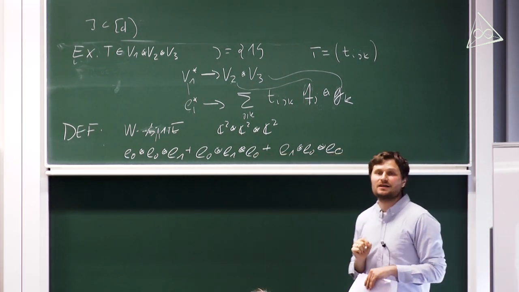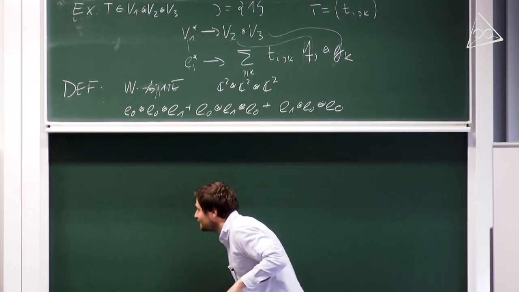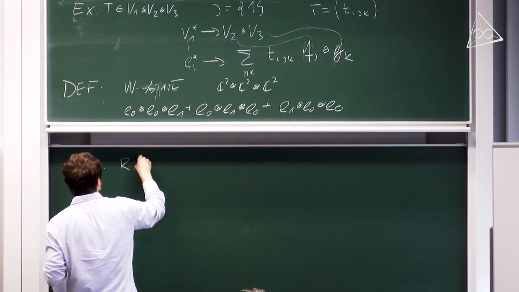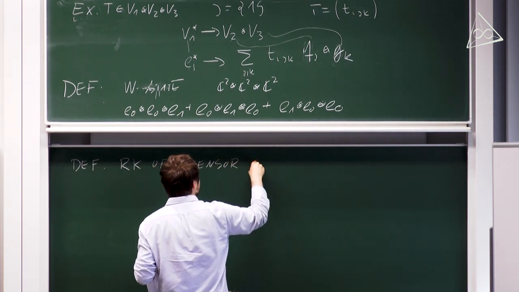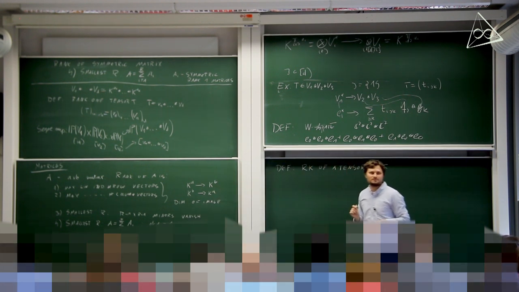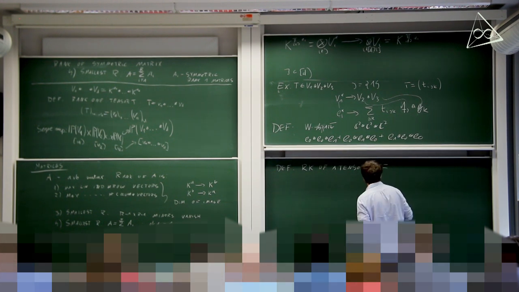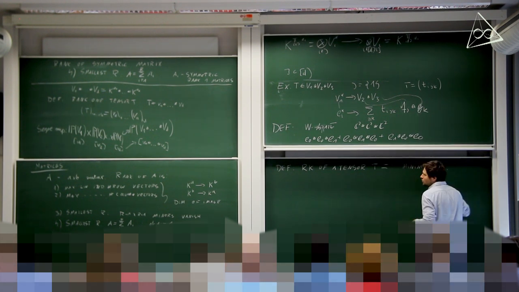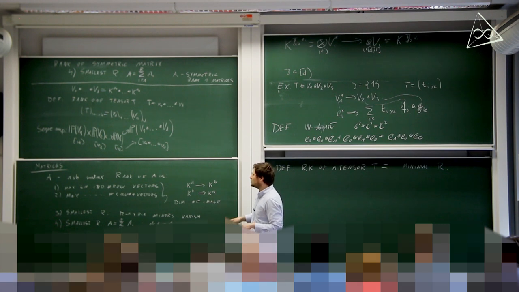Okay, what's the rank of this tensor? Well, I haven't told you what the rank of a tensor is, so let me tell you now. Rank of a tensor T. What do you think? What could be a definition of a rank of a tensor? Any ideas? So we will use 0.4. We will use 0.4 because the others don't make much sense.